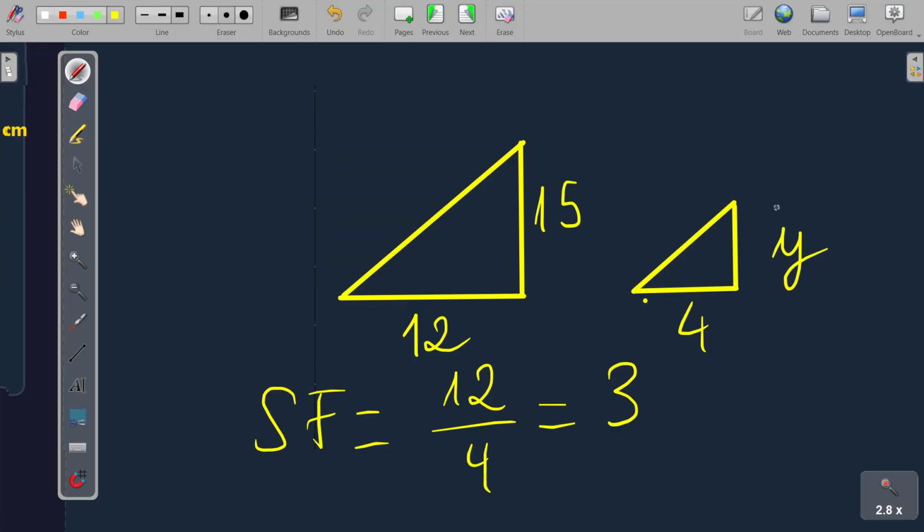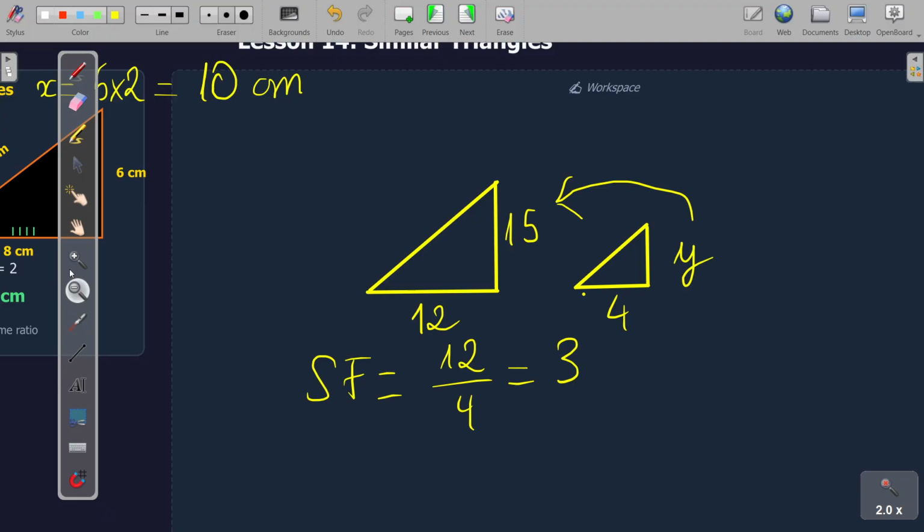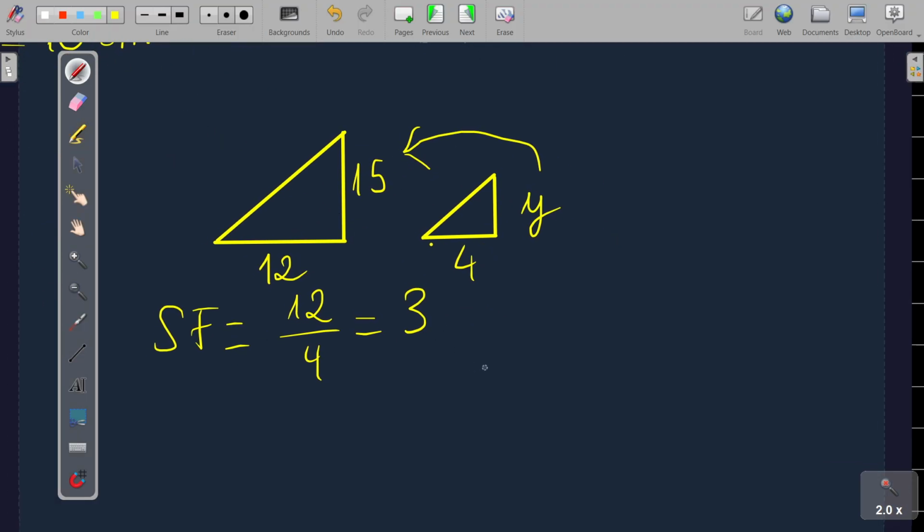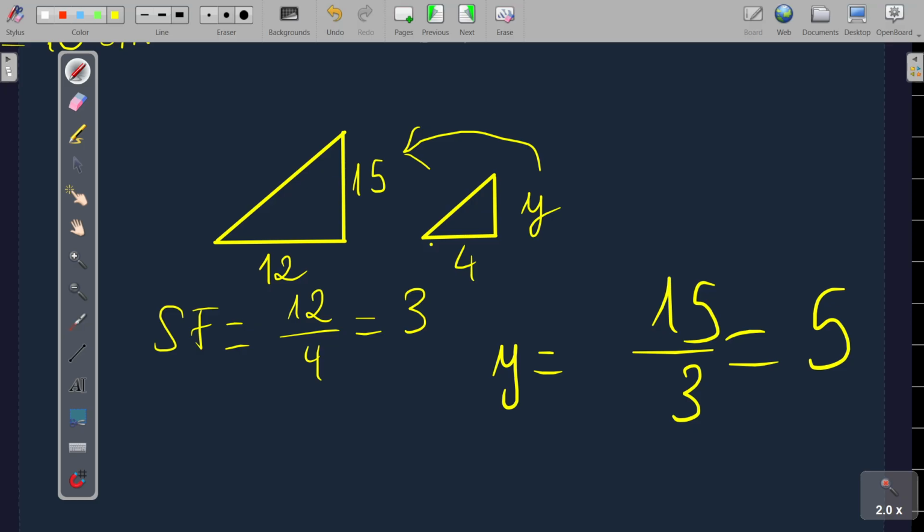Now I need y on the small triangle, and the corresponding side is 15 on the big triangle. To find y, it's very simple. I'm going to write y equals 15 divided by 3, because if we multiply by 3, then y is going to be bigger than the big triangle. So we must divide by 3 to get smaller. 15 divided by 3 is 5. So y is going to be 5, and I write 5 here. That's it.